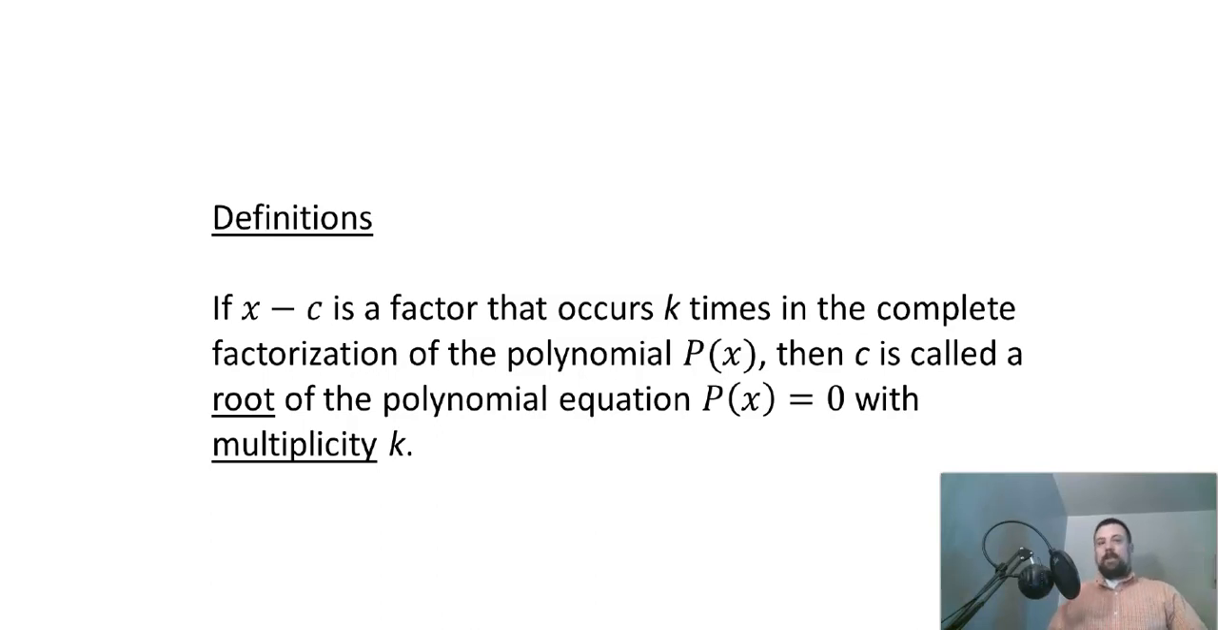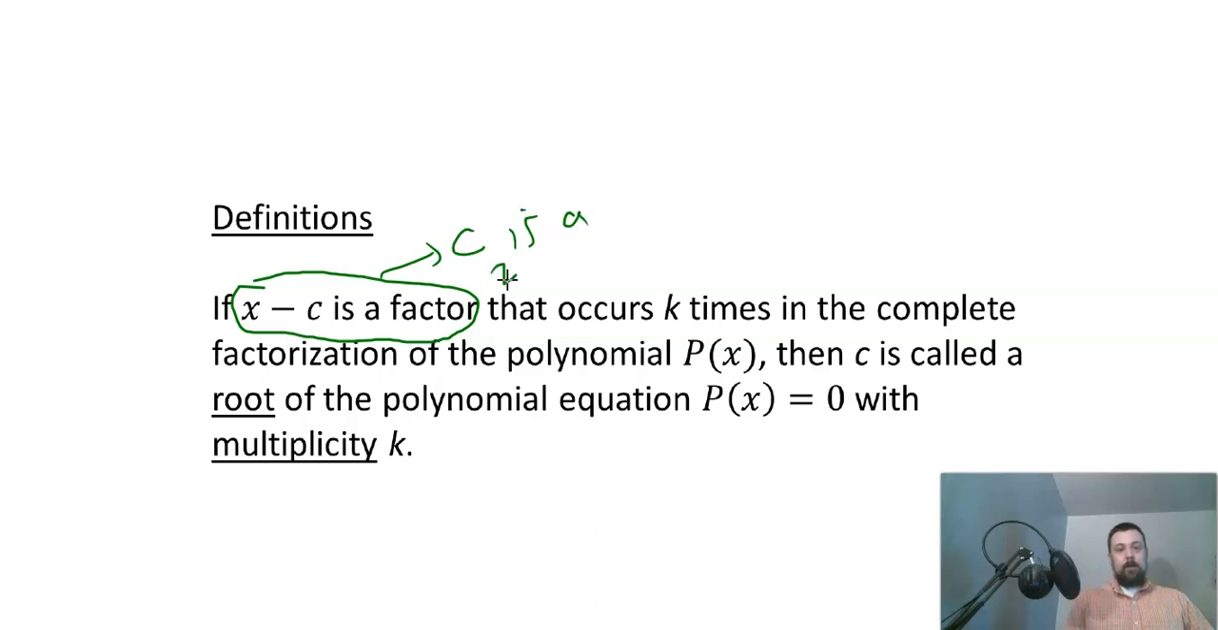A root is an interesting term. It kind of means solution. It's a solution to this equation. It also kind of means a zero of the polynomial, because remember, we learned in the previous section, 3.2, that if x minus c is a factor, that means c is a zero of the polynomial, right? So if x minus c is a factor, the factor theorem told us that c is a zero of the polynomial p of x.